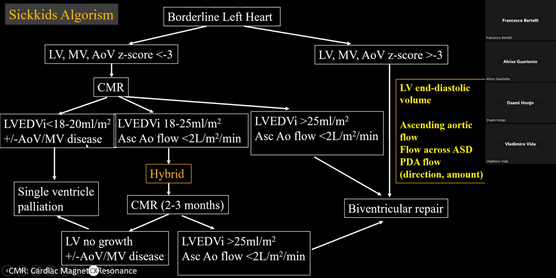If it's really small ventricles with an LVEDVI of less than 18 ml, plus minus significant aortic and mitral valve disease, we opt to do single ventricle palliation in the form of Norwood procedure with Sano or BT shunt.